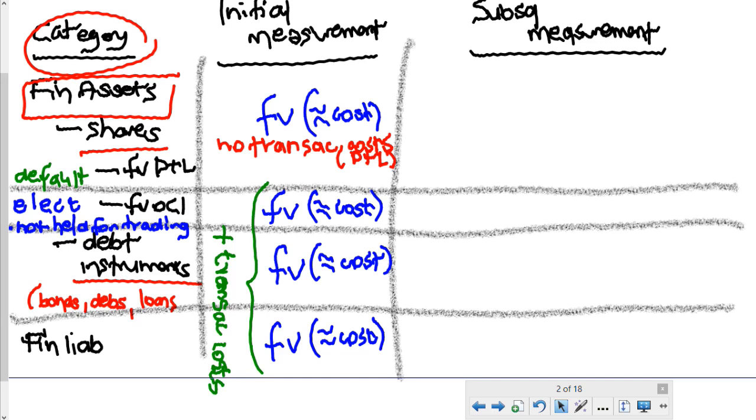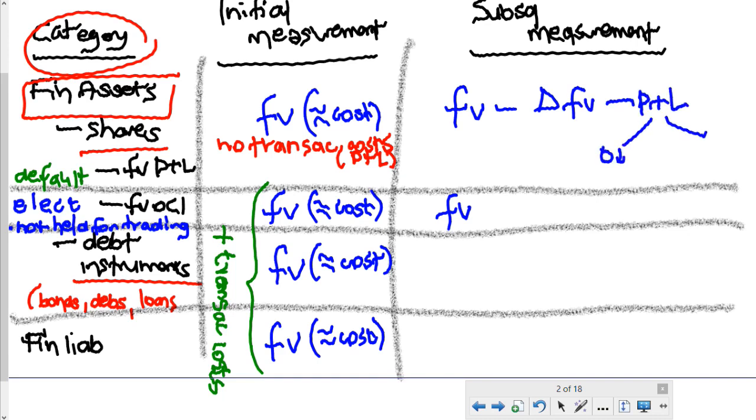Subsequent measurement. For shares, subsequent measurement is fair value. For the first lot of shares, for fair value through P&L, it goes through P&L. So in other words, the changes in fair value go into P&L, and they will land up as other income or other expenses.